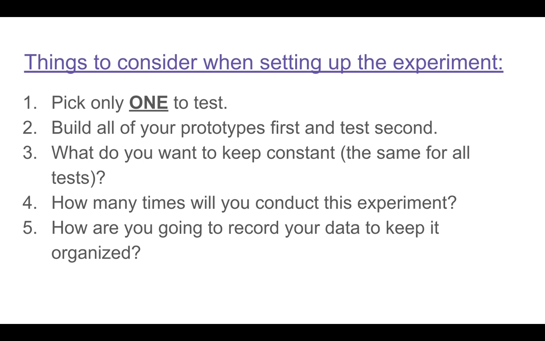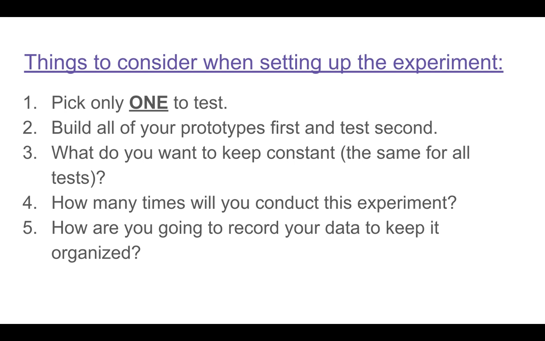Things to consider when you're setting up this experiment. Pick only one characteristic to test. Build all the prototypes first. So build all of your toys or your designs for the different balls first, and then test them second. It'll be easier to make sure that you keep everything the same if you build first before you start throwing them. Think about what you want to keep constant or the same for all the tests.